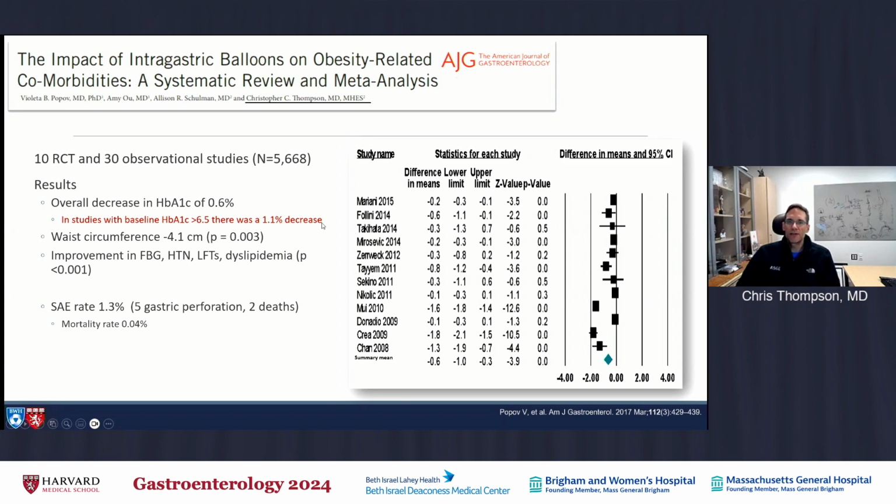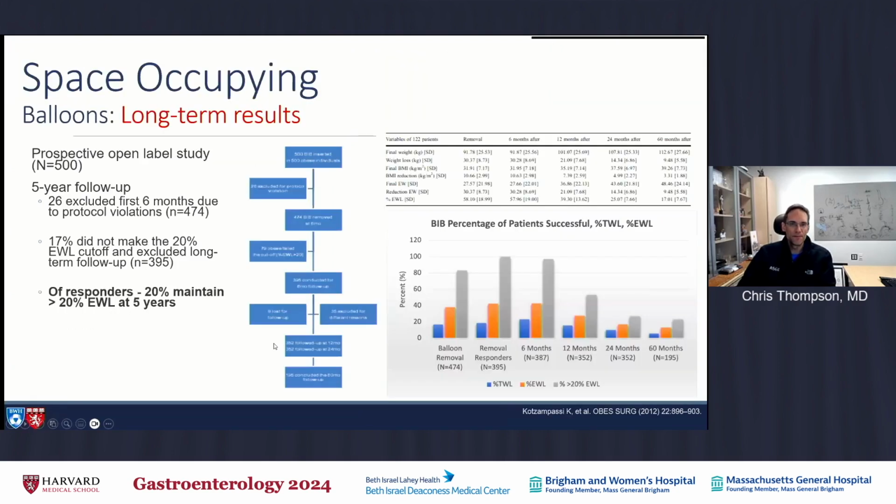So that's substantial. That's like a good anti-diabetic medication. So balloons do have a secondary kind of effect on diabetes. Waist circumference improves, LFTs, hypertension, dyslipidemia, all improve with statistical significance across this meta-analysis. Now, again, the SAE rate, this is not insignificant, a 1.3% SAE rate with 5 gastric perforations and 2 deaths for a mortality rate of 0.04%, and both those patients had prior surgery, should not have gotten a balloon.